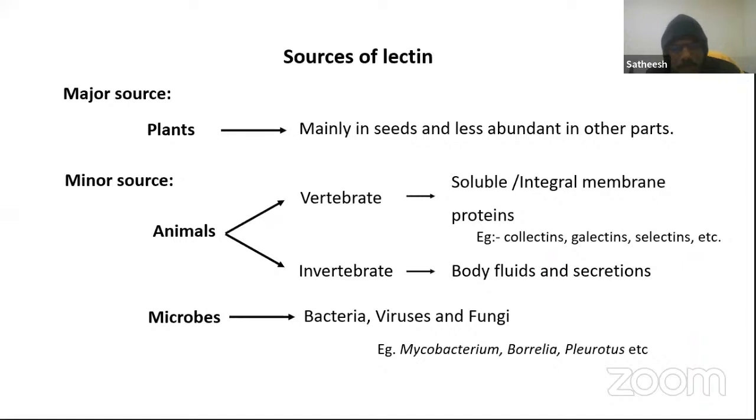There are a few minor sources in animals, both vertebrate and invertebrate. In the vertebrates, the soluble and integral membrane proteins are lectins, for example, galectins and selectins. These are the molecules which form the junction proteins between two different cells, where the cells come together and attach. For example, the blood vessel is formed by the arrangement of a multitude of cells connected together using the junction proteins. So many of those proteins which are involved in connecting the cells together are lectins.